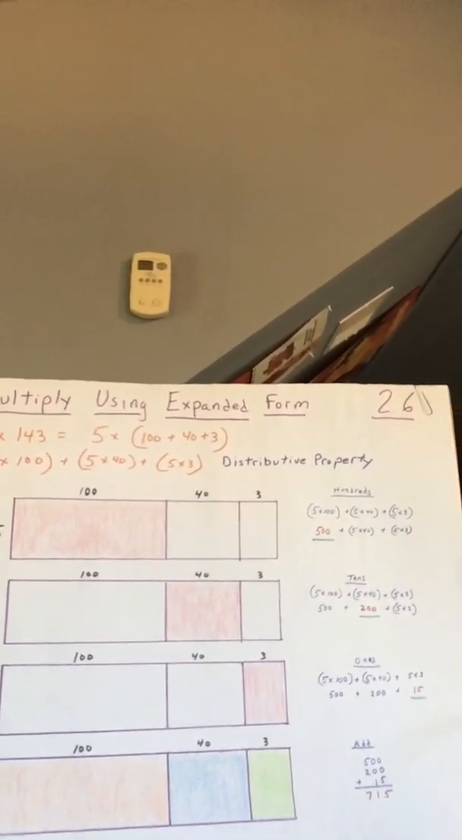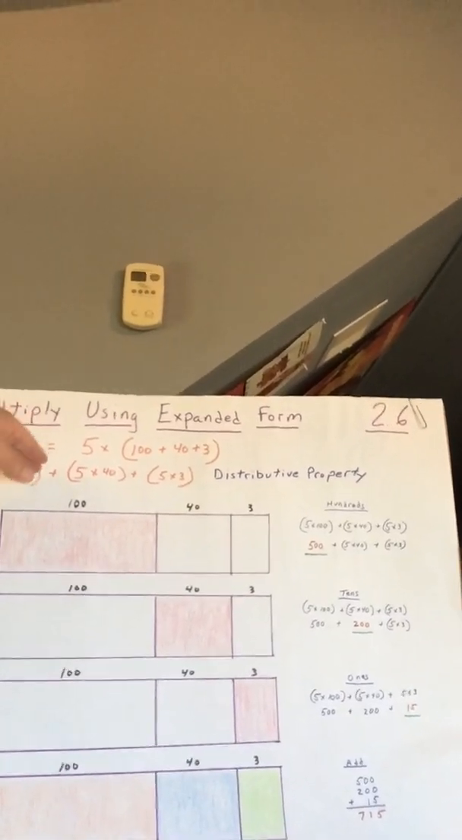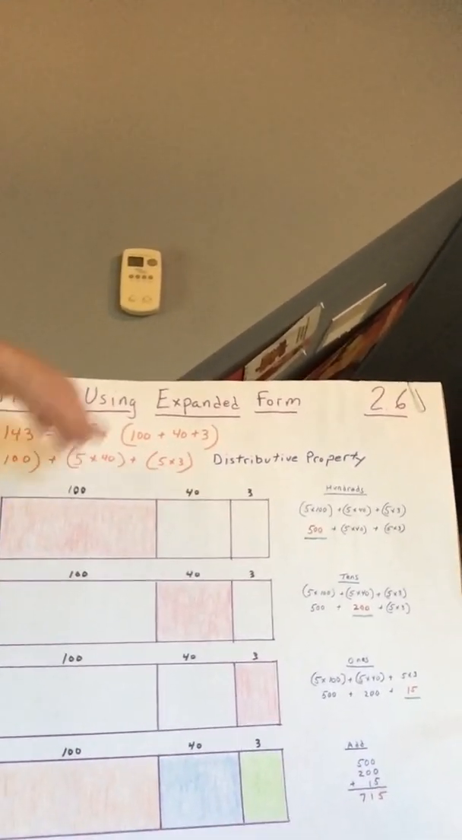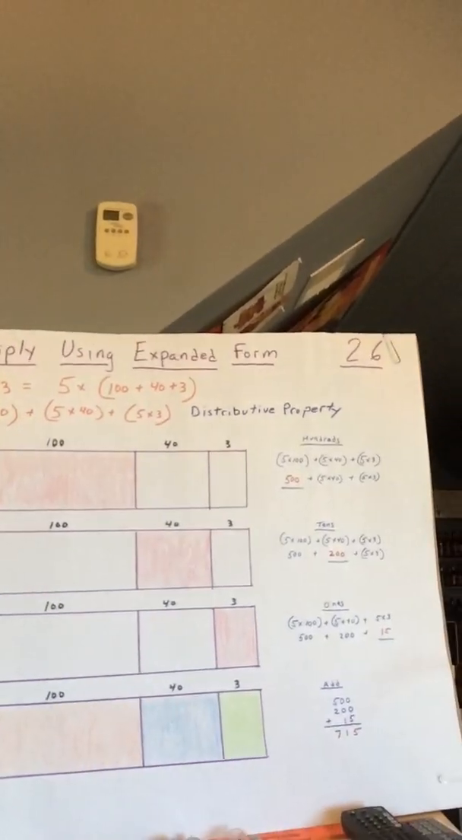So just a quick review. Remember, expanded form first, 100 plus 40 plus 3, then the distributive property, and there's your answer.